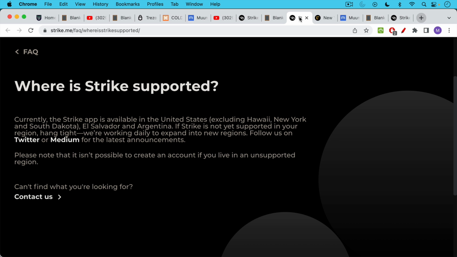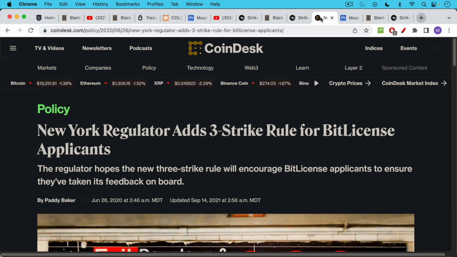Now, unfortunately, the Strike app, as far as I can tell, is only available in the United States, in El Salvador, and in Argentina. So I don't think it's available in Europe yet, or Australia, or Canada, or various other countries. In the US, it's also not available yet, as far as I can tell from the Strike website. It's not available in Hawaii, New York, or South Dakota. New York has especially stringent crypto laws, and they've done everything they can to make sure that no company wants to do business with Bitcoin or crypto inside of New York State. This is the BitLicense fiasco.